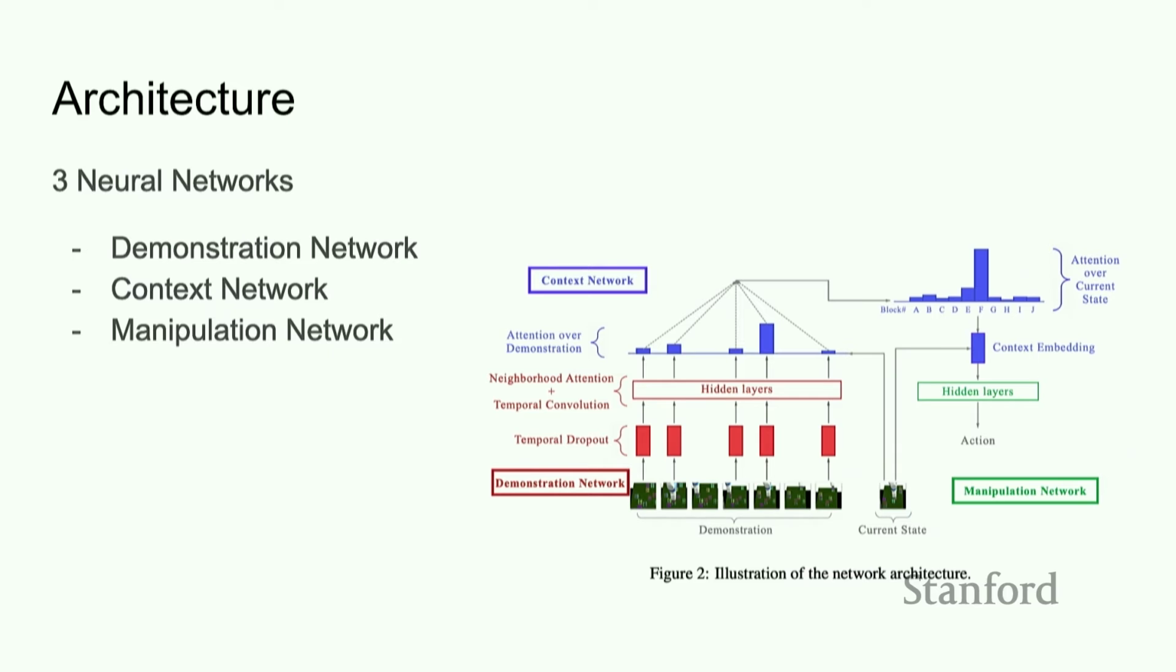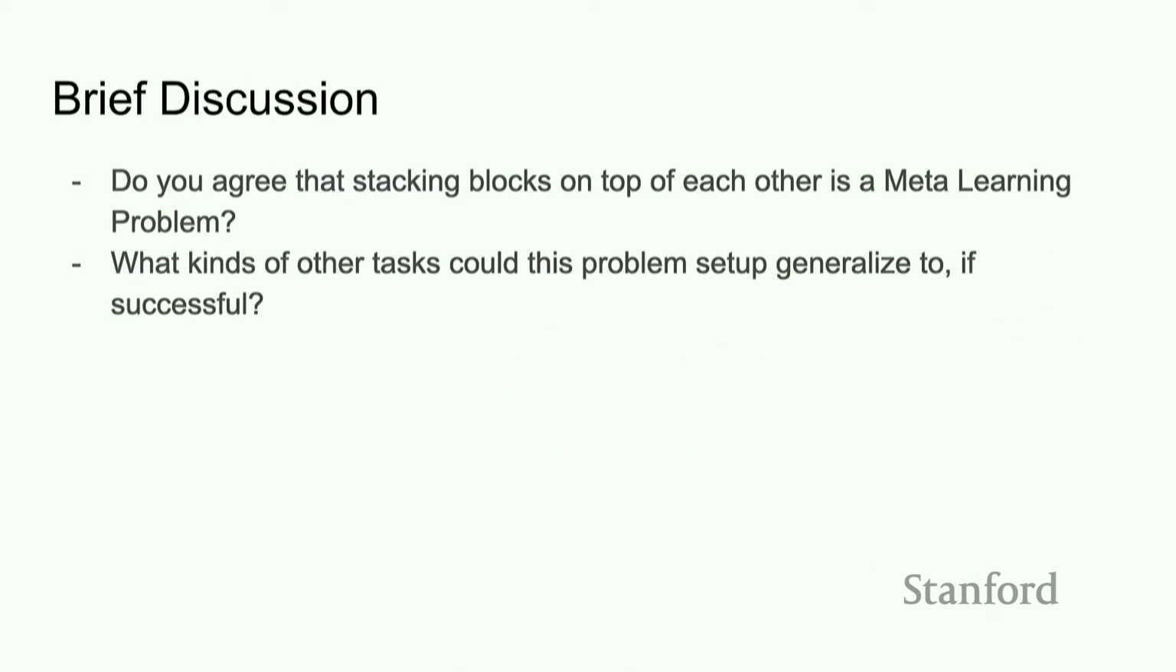To stop here and briefly summarize and discuss, one of the questions I had once I read this paper was that stacking blocks on top of each other might not necessarily be a MetaLearning problem if the only difference is the permutation in which you're supposed to stack the blocks or the number of towers you're trying to create. What do you guys think? Is this a MetaLearning problem or not?